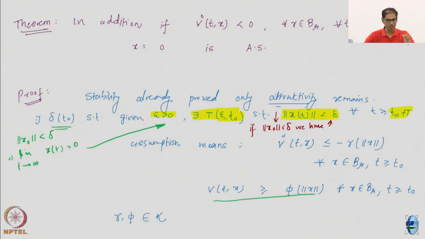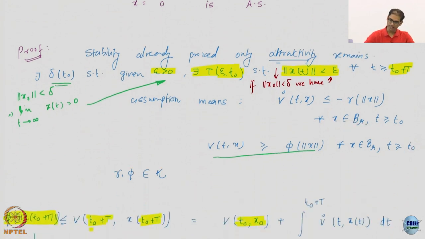I hope this is clear, this is negative definiteness. Positive definiteness would mean that V dot is lower bounded by a class K function, but negative definite means V dot is upper bounded by the negative of a class K function. Just a flipping of signs, that's all. Because V dot negative definite just means minus V dot is positive definite. So if you use that logic, you get this. And we already have this, that V is positive definite.